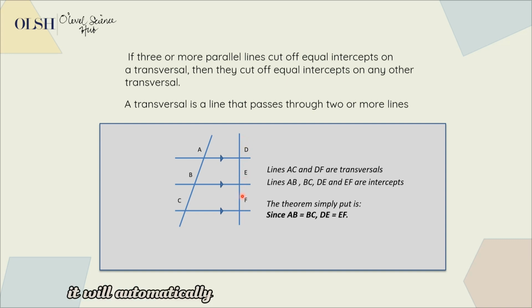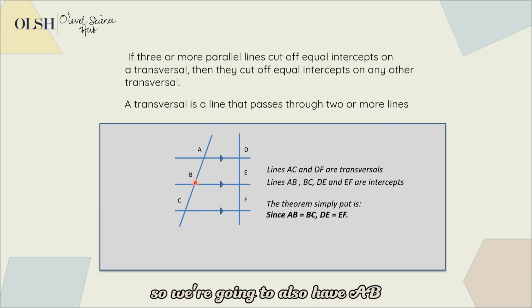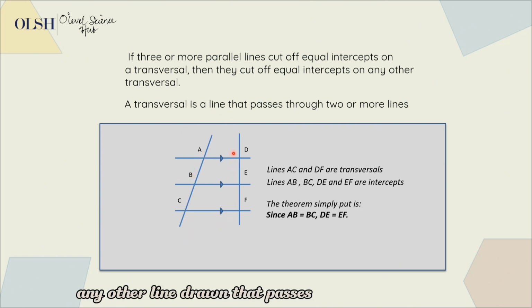It will automatically mean that any other line you draw that is a transversal to these other lines, however it passes, will form equal intercepts too. So we're going to also have AB, in this case AB equal to BC, and we can also have it in the reverse. If these three lines are parallel lines and we have this line cutting through it, okay, as long as AB equals BC, any other line drawn that passes through these three parallel lines will form equal intercepts.